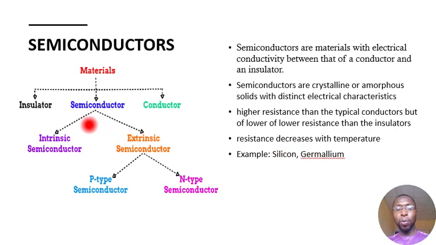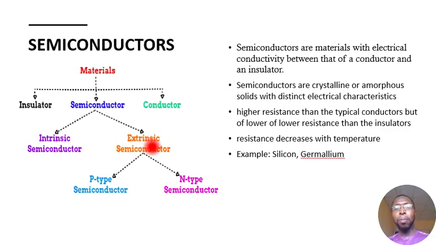Now, when we come to this table here, we find out that semiconductors are divided into two types. We have the intrinsic semiconductor and the extrinsic semiconductor. The intrinsic semiconductors are pure in their nature. There is no impurity in them. But the extrinsic type are not pure. They have some impurity in them.